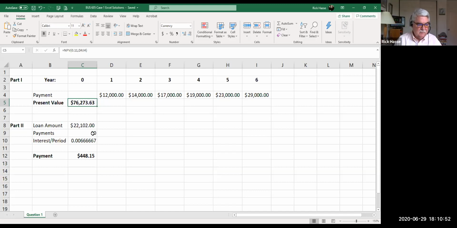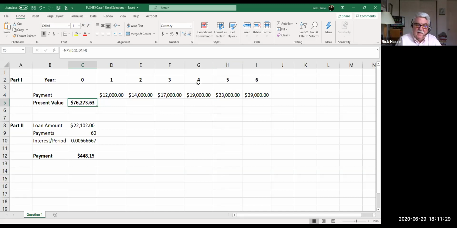The second calculation, part 2, was to determine the present value of payments on a loan of $22,102. That loan is originally to buy a car at $25,700, but you're making a down payment, so the actual loan is $22,102. The car is going to be financed on a monthly basis over 5 years. That would mean 60 payments. And the interest rate on that is quoted as an annual rate of 8%.